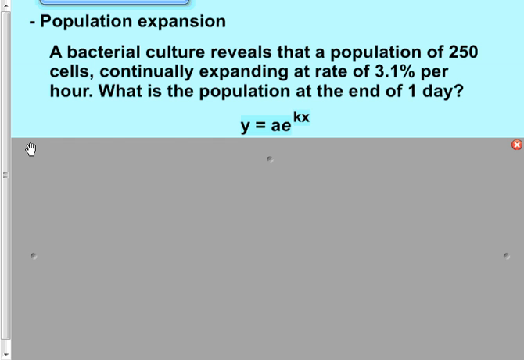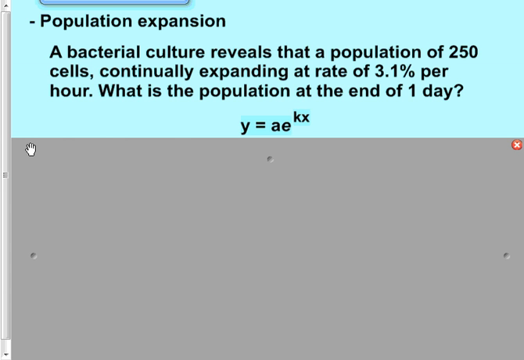Now, of course, remember, percentages do not go into problems. Decimal points go into problems. So 3.1% will become 0.031 when we plug it into the problem, moving the decimal point over 2 spaces to the left. That's going to be our growth rate, 0.031. So that's going to be k.